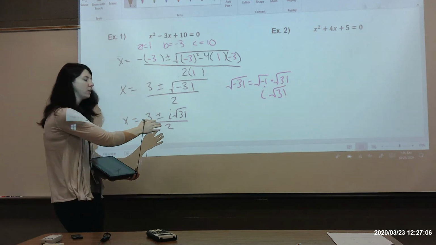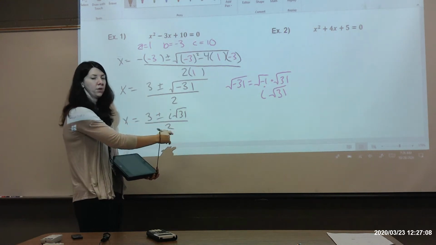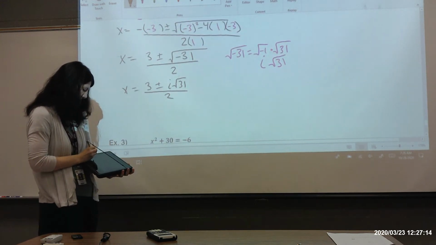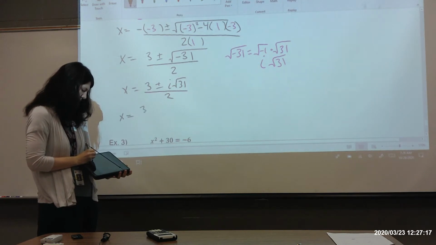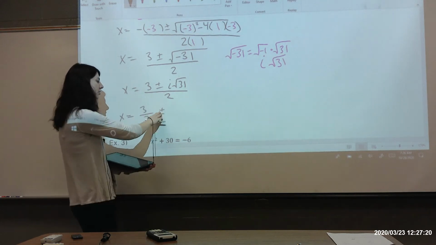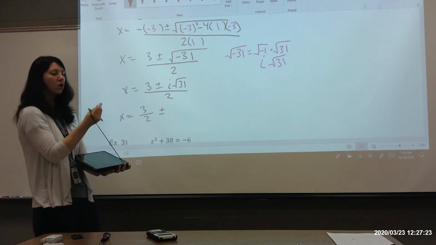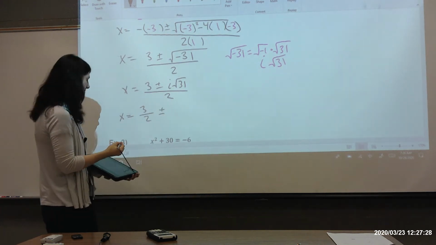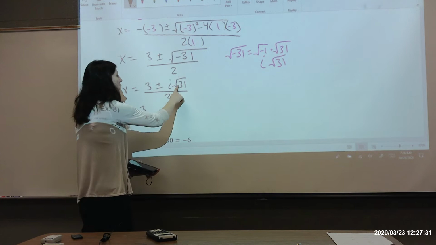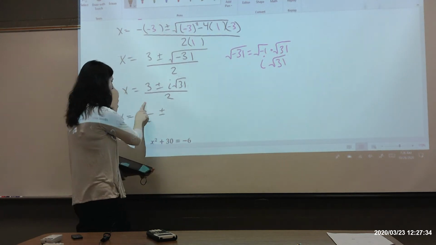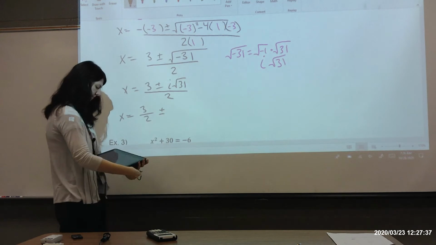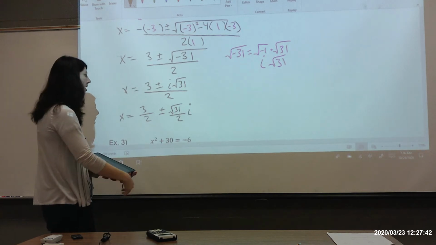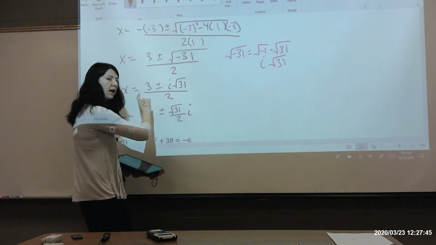Okay, so we have i, but we're not quite in a plus bi form. We actually want to split apart our denominator. And this is going to be the last step here. We can do 3 over 2, and then you can leave the plus or minus. We're going to leave both answers together. You could separate them, one with plus, one with minus, but it's also okay to leave them as one unit. And then we want to do square root of 31 over 2. That's our b. So here's our a. Now we need our b. And then our i. So now we're in a plus bi form, and we are done.